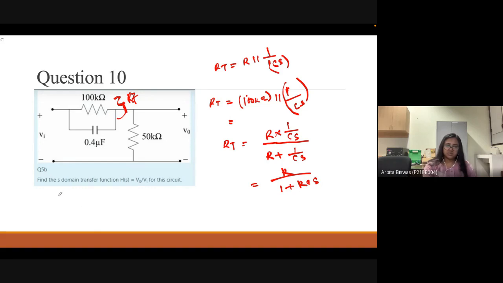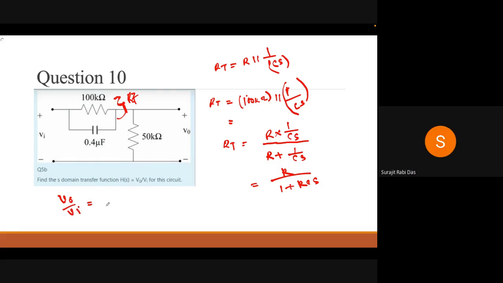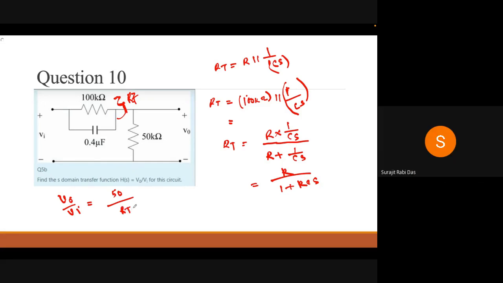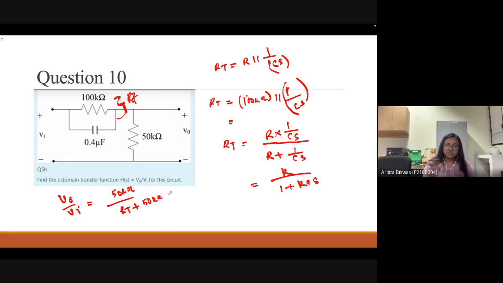Then what is the method? Find out the output by the input. This RT plus that one. So by solving this only, it is coming 1 plus sC by 3 plus sC. Okay, let's solve and then see.